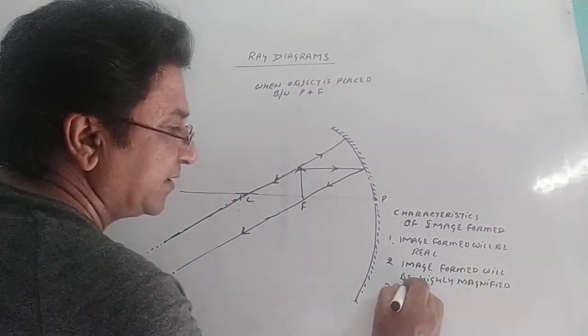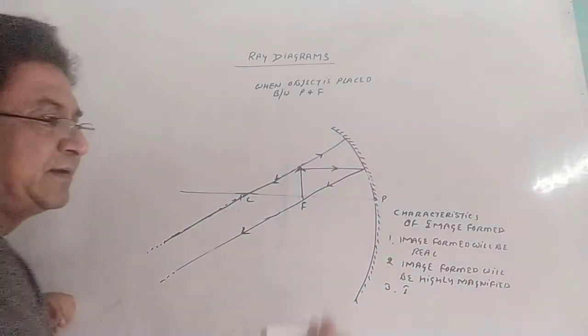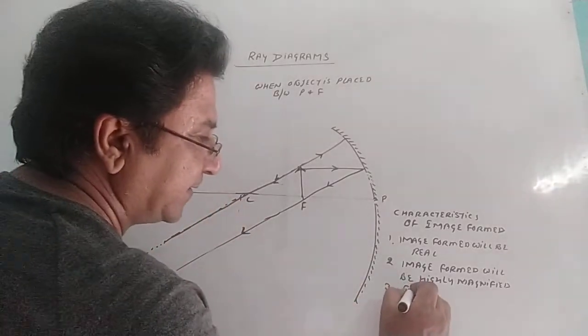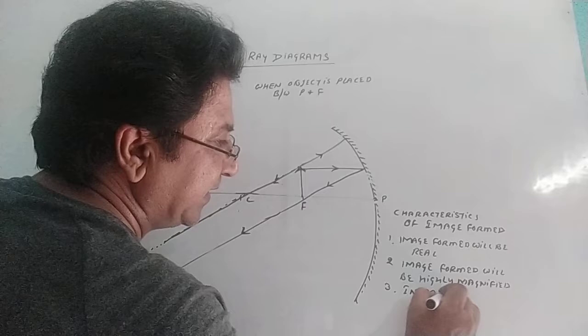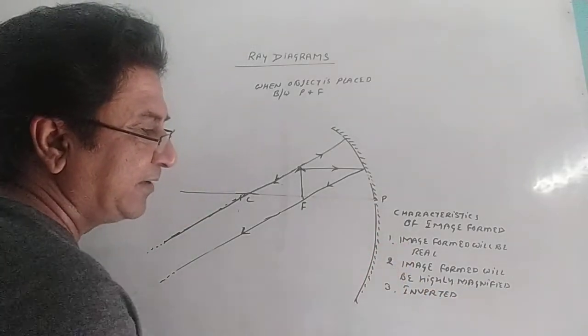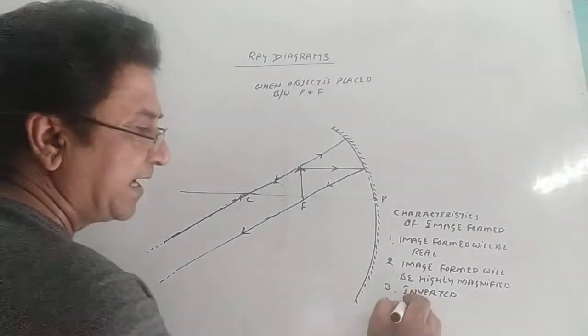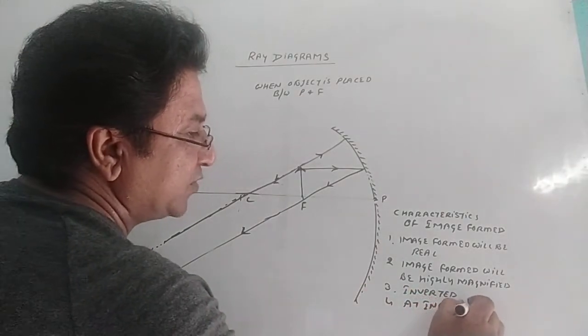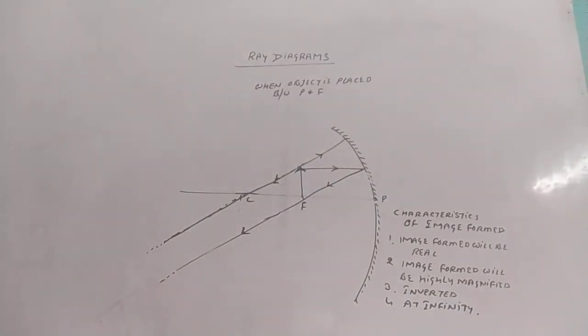Second characteristic, image formed will be erect or inverted? Obviously inverted. Image formed will be inverted. Image formed is real, highly magnified, but where is it formed? At infinity. So these characteristics should also be given along with the ray diagram. So this is the second.